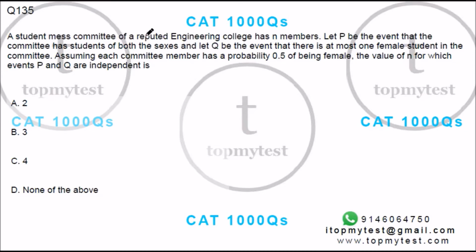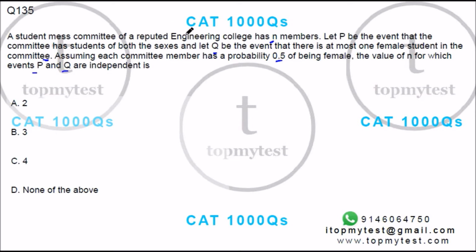Alright, this one says a student mess committee of a reputed engineering college has N members. Let P be the event that the committee has students of both sexes, and Q be the event that there is at most one female student in the committee. Assuming that each committee member has a probability of 0.5 of being a female, the value of N for which events P and Q are independent is how much?